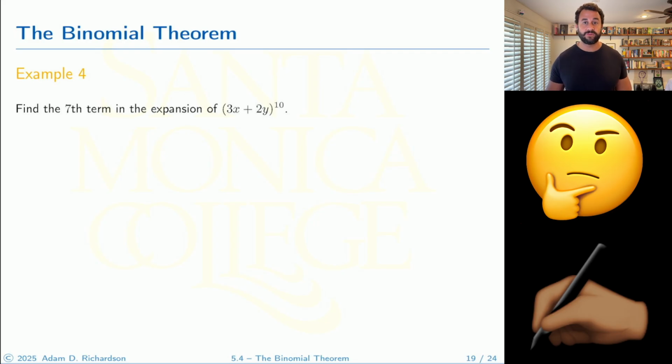My little hint or my little tip is remember that the formula we got was for the k plus one-th term. So 7 is the k plus one-th. K. 7 is k plus 1. So what does that make k equal to?